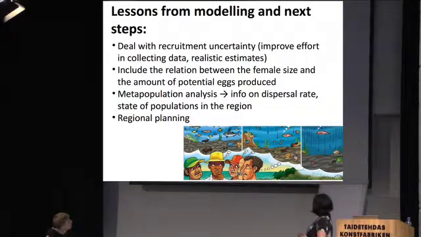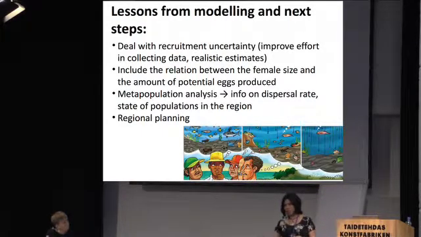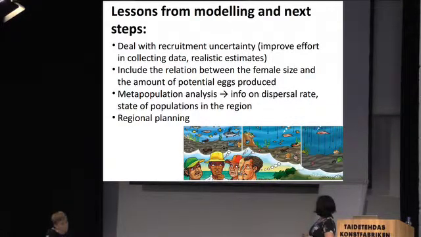to make a more realistic biomass calculation. For sure, we have to go to a meta-population analysis to capture better the dynamics of this species, and get information on dispersal rate and maybe also on how is the state of the population in the other places in the region. And if we want to plan and make fisheries regulations for these species, we should think in a regional scale.